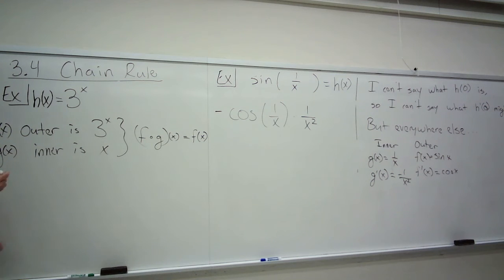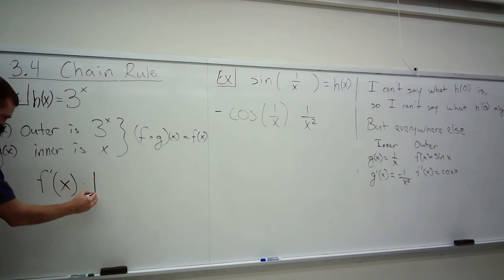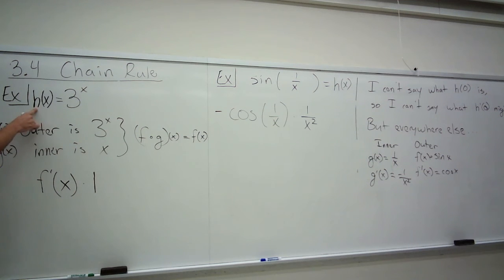If your composition doesn't break it down into something different, piece by piece, like this does not, it just identifies there's an x here, then the chain rule is not going to tell you anything. The chain rule says take the derivative of the outer, plug in the original inner, and multiply by the derivative of the inner. What this is saying now is the derivative of h is the derivative of h times 1. So you cannot pick one of your functions to be just x.